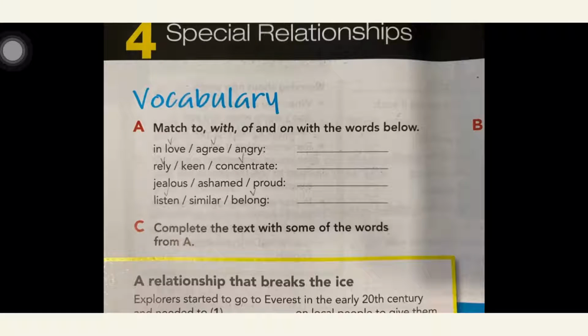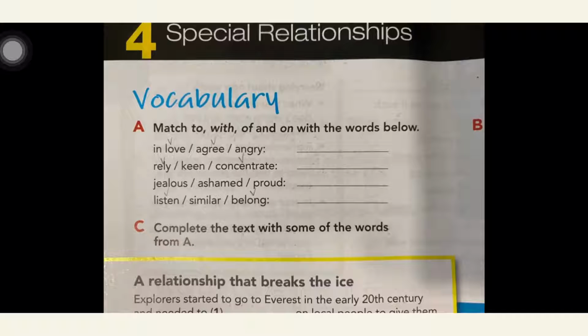Okay, so for today's task, we are going to do a vocabulary exercise, mainly focusing on prepositions, adjectives, and verbs. For task A, you have to match to, with, of, and on with the words below. In the instruction, to, with, of, on are considered prepositions. So you have 4 prepositions there.